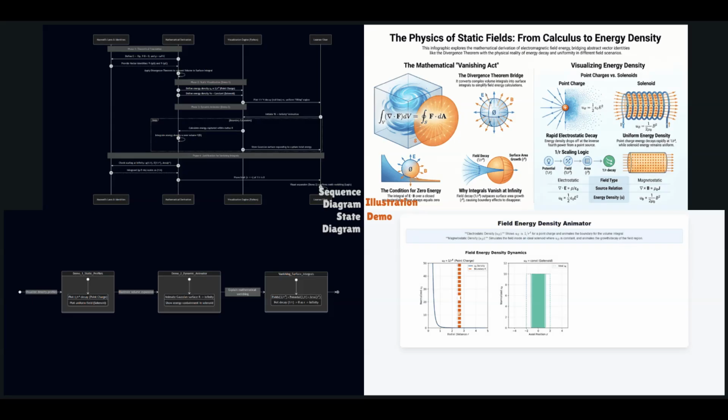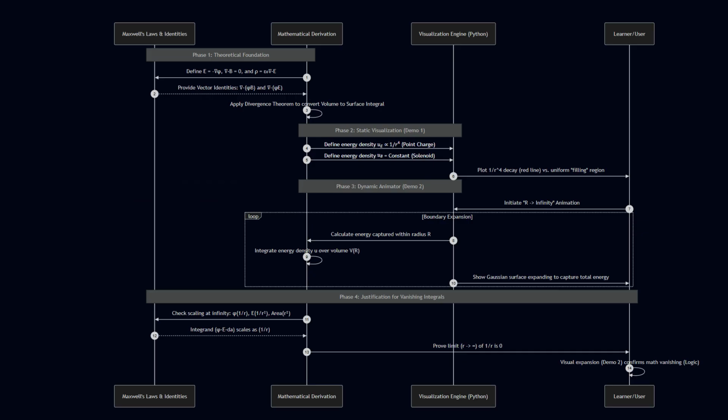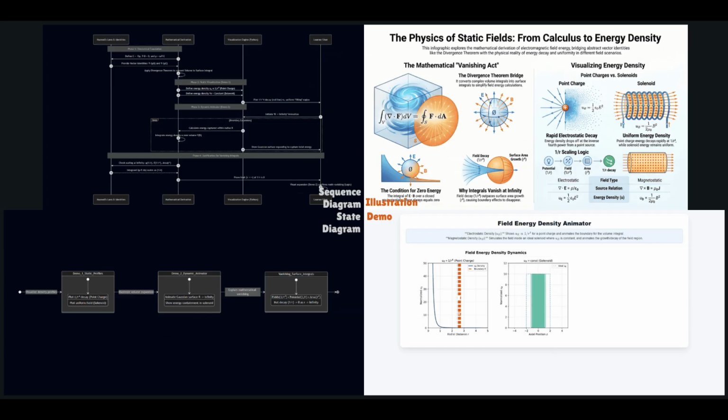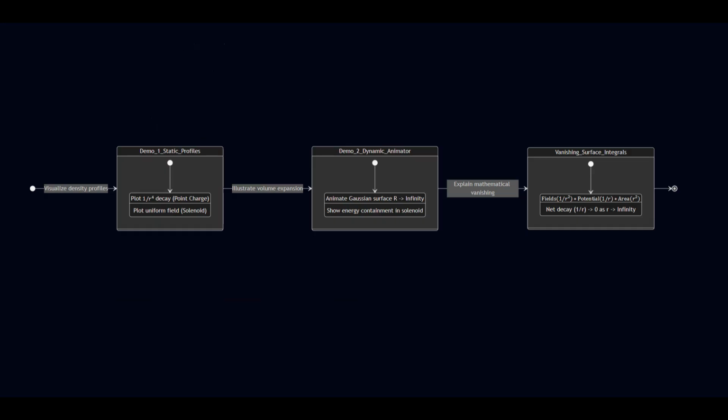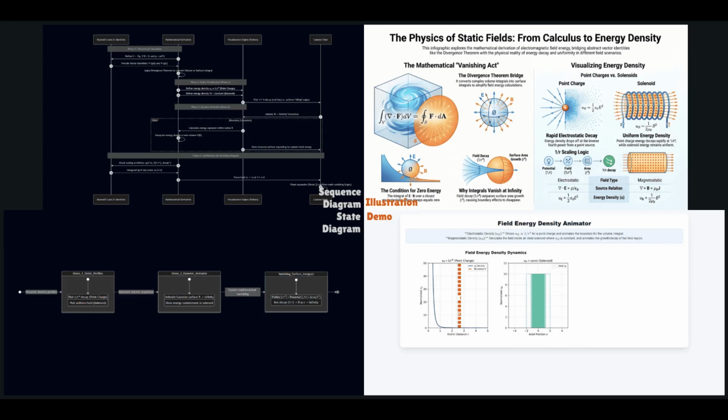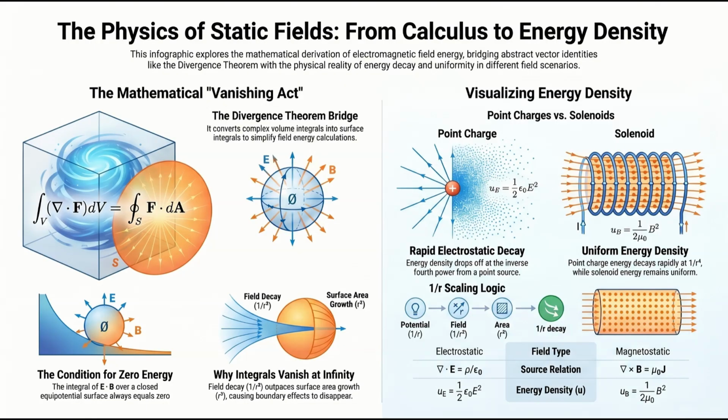The core of the derivation sheet lies in transforming complex vector identities into a clear physical story about how energy lives in space. This sheet is structured through two distinct logical frameworks: the state diagram, which maps the evolution of a learner's journey, and the sequence diagram, which illustrates the functional integration of mathematical logic with visual software.